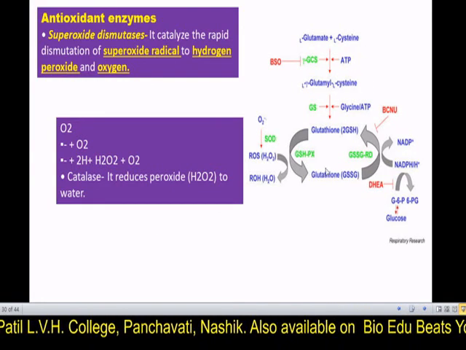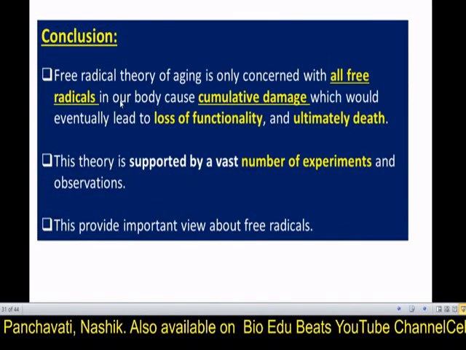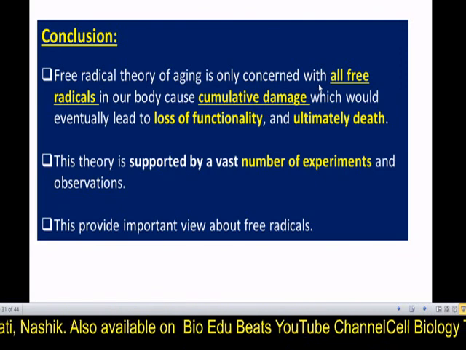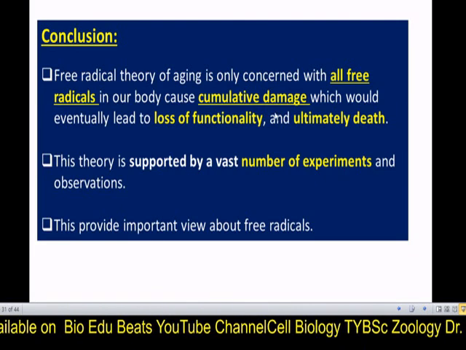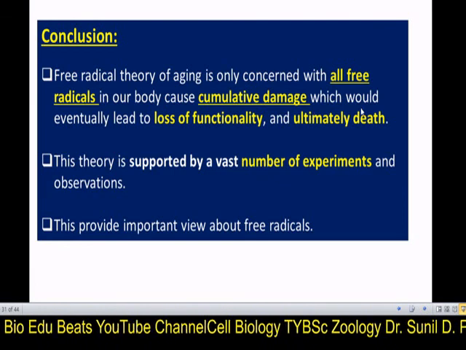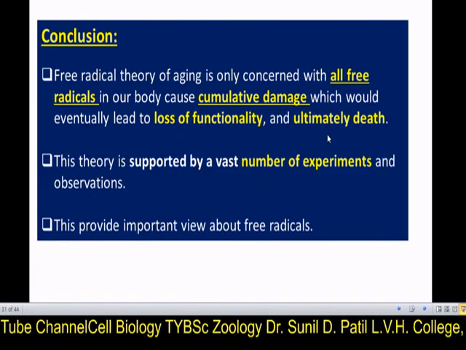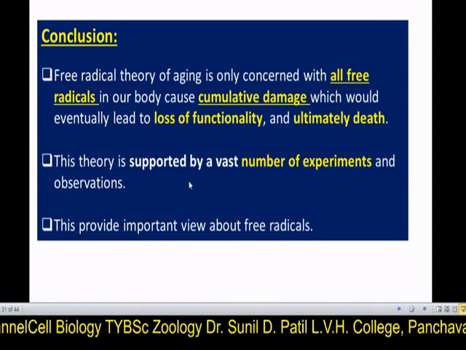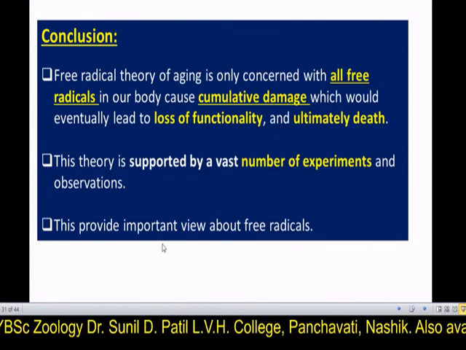Same thing is shown here. The conclusions: the free radical theory of aging is concerned with all the free radicals in our body causing cumulative damage together, which eventually leads to loss of functionality and ultimately cell death. This theory is supported by a vast number of experiments and observations. This provides an important view about free radicals.